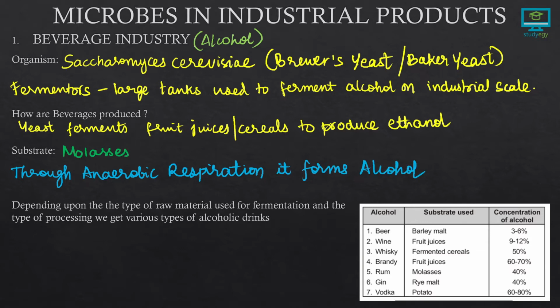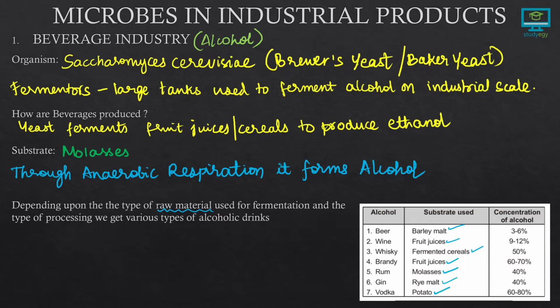Now here we see, depending upon the type of raw materials used for fermentation and the type of processing, we get various types of alcohol. For example, with the raw material, beer is prepared from barley malt, while wine is prepared from fruit juices. Whiskey is prepared from fermented cereals. Brandy again uses fruit juices. Rum, we use molasses to prepare rum. And gin, we use rye malt. And for vodka we use potatoes.